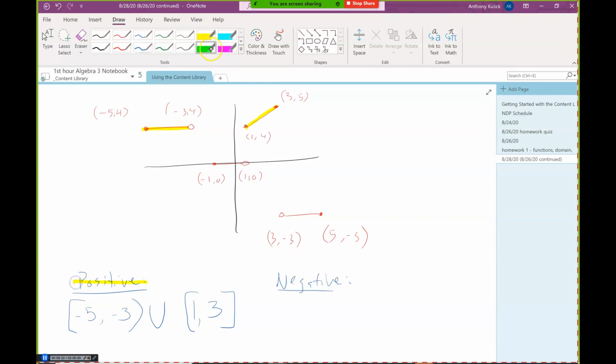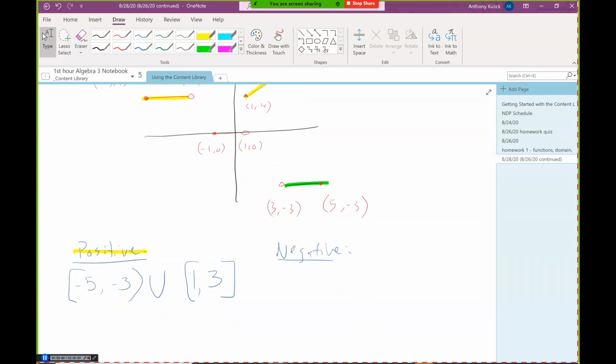How many negative sections do we see? Just one. This one right here. Where does that negative section begin at? 3 comma negative 3, but it's the x-coordinate that we care about. Should I use a parenthesis or bracket here? Parenthesis, because it's an open circle. Even though that point is below the x-axis, the open and closed circle part supersedes the location.